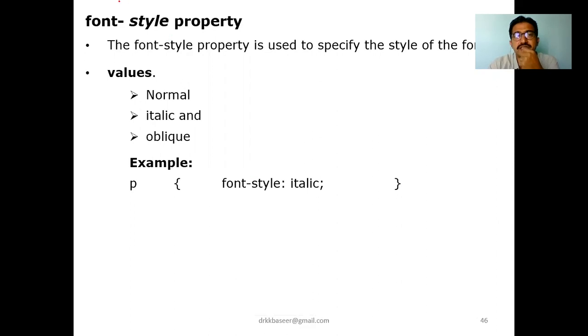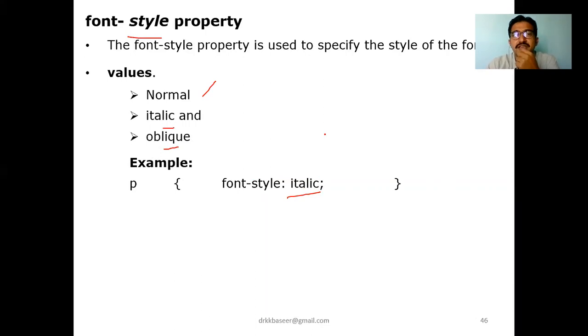Next, coming to the next property, style. Style you are already aware of. Style is normal, italic, oblique. So directly you can use these three values. You can apply font-style colon italic. Directly we can apply that. But remember the property name as well as the value.